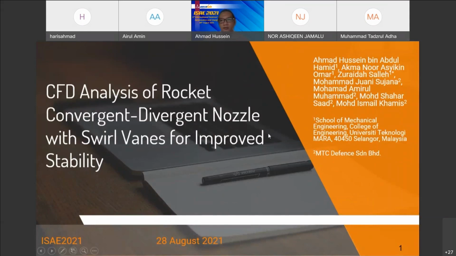Bismillahirrahmanirrahim. Assalamualaikum warahmatullahi wabarakatuh. Okay, so first of all, thank you for the opportunity. So I'm going to present the research titled CFD Analysis of Rocket Converging Divergent Nozzle with Swirl Vanes for Improved Stability. Basically, this work is a collaborative effort between the School of Mechanical Engineering, UiTM, under the lab HEMREL, and also with MTC Defence Niaga Berhad.